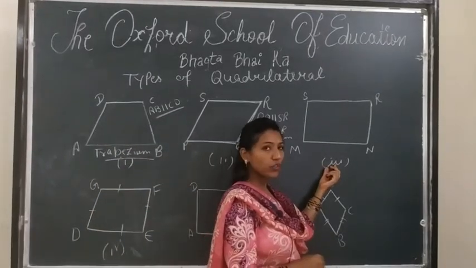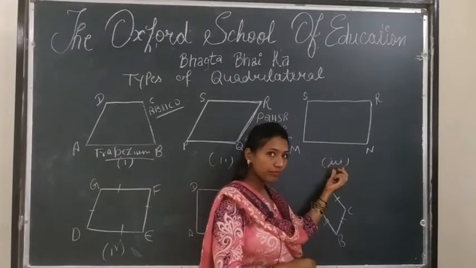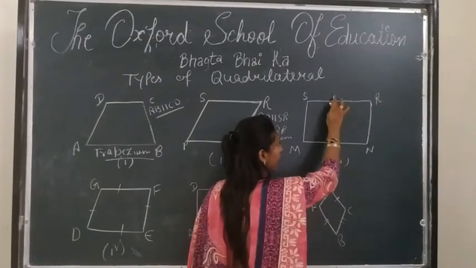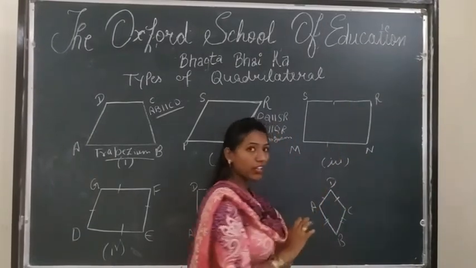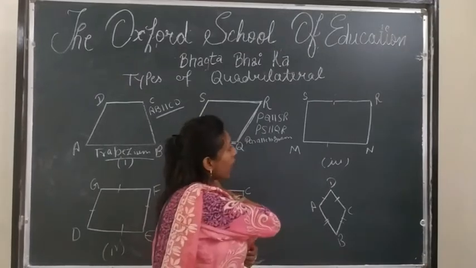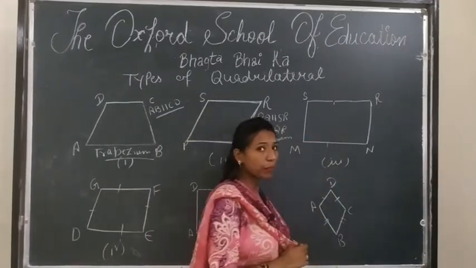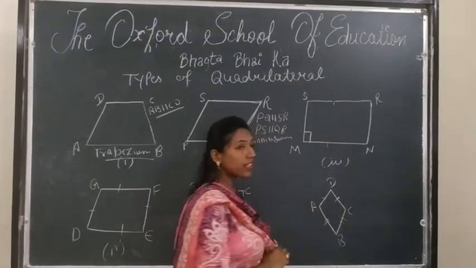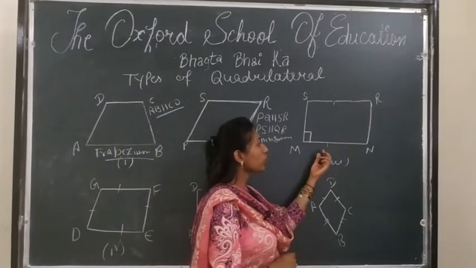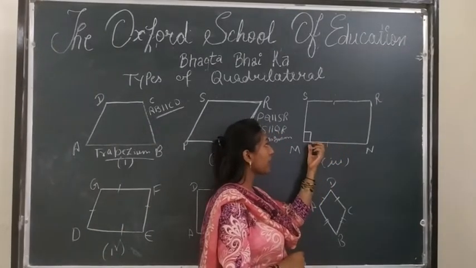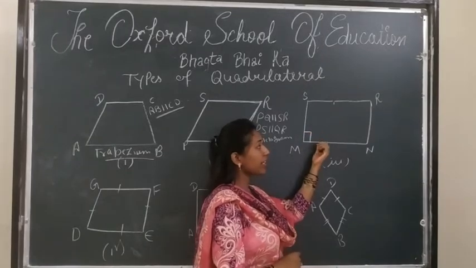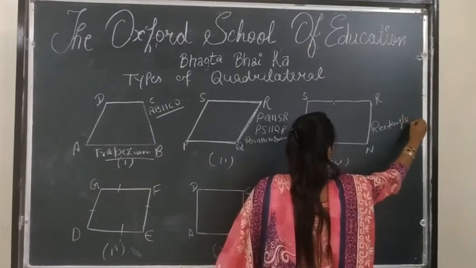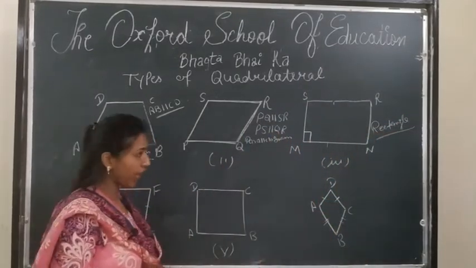Now, in the third one, observe, is it a parallelogram? Yes, because both pairs of opposite sides are parallel. MN is parallel to SR and NR is parallel to SM. So it is a parallelogram. Now observe that here one angle is 90 degrees. So if both pairs of opposite sides are parallel and one angle is 90 degrees, then it is called a rectangle. So a rectangle is also a parallelogram.